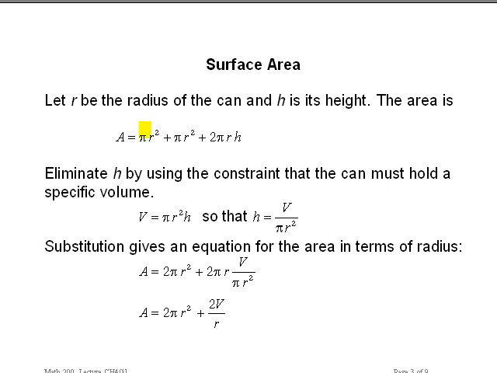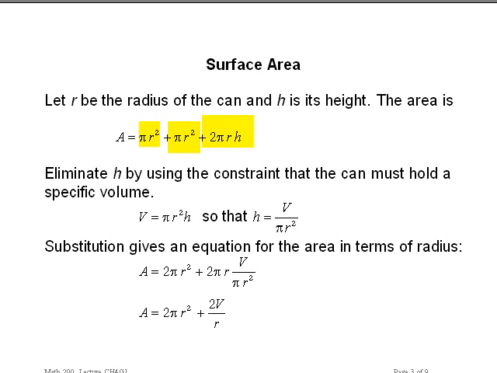Okay, so here's the area. Pi r squared is the surface area at the top of the can. At the bottom of the can would be pi r squared again. And the surface of the sides is 2 pi r times h. Now we have area depending on the radius and the height. We actually can rewrite this so that it depends on radius only.